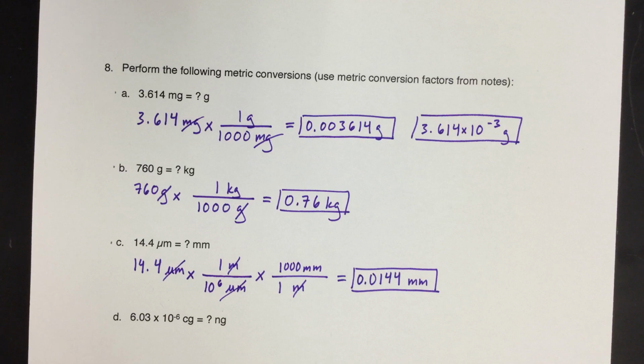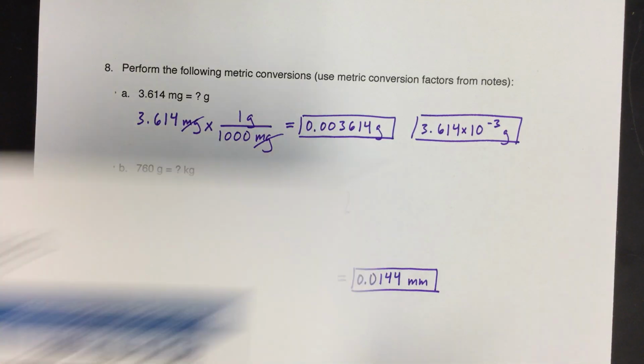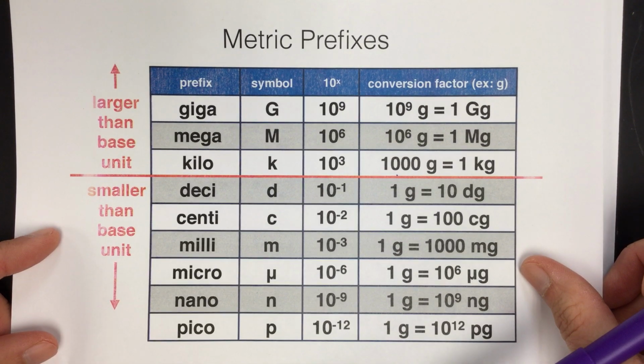So those are metric conversions, pretty much the same as dimensional analysis. You're using conversion factors, but it's just with metric prefixes and just using metric conversions.